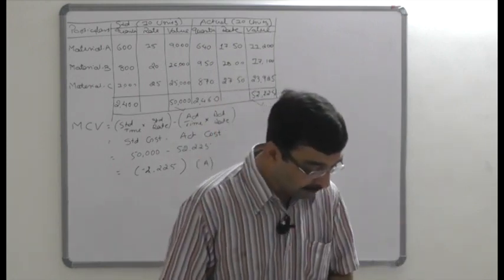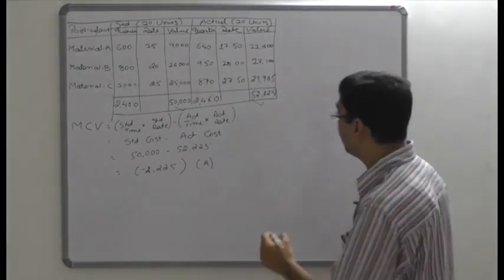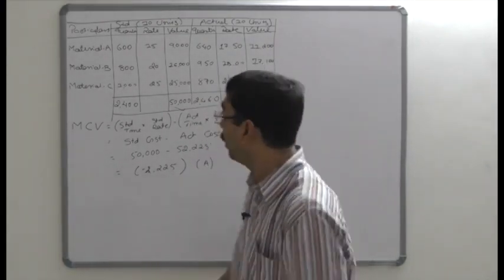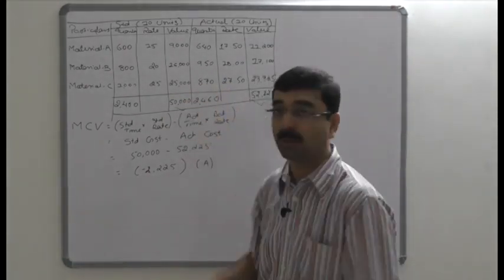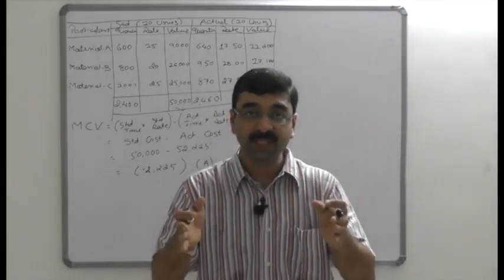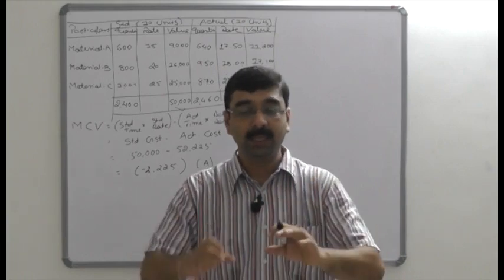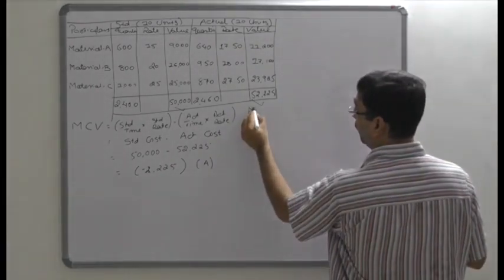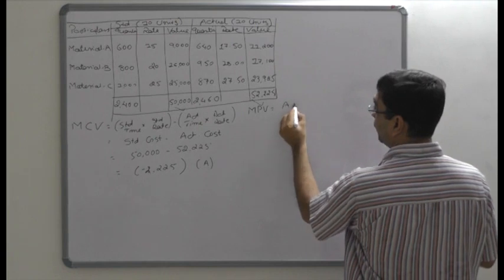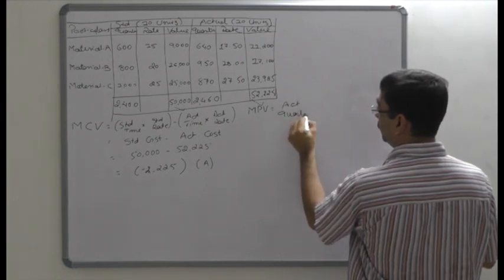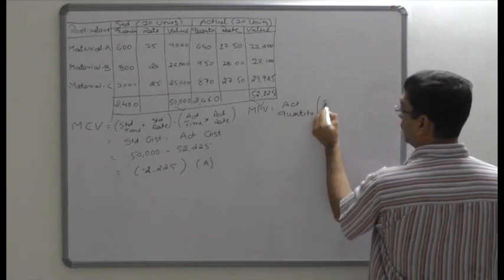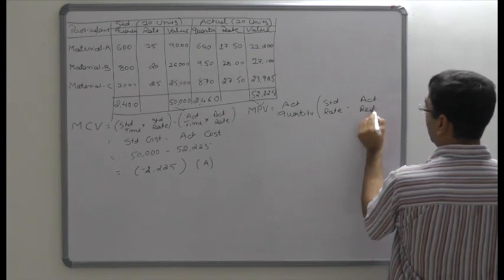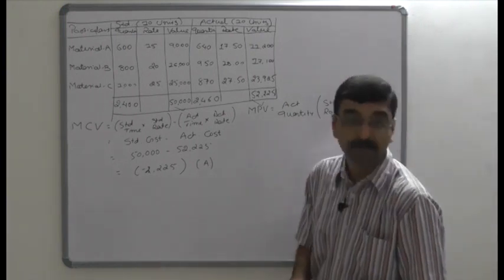Let's move on. The next is material price variance, and as I already mentioned in the first problem, it is a comparison of rates. The material price variance is all about the comparison of rates. So the difference between the standard rate and actual rate will be multiplied with the actual quantity. So the material price variance formula is actual quantity into bracket standard rate minus actual rate. This is your formula for material price variance.